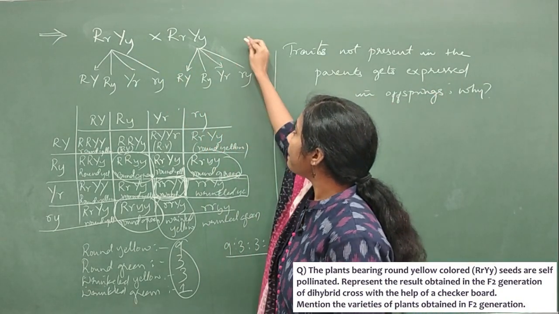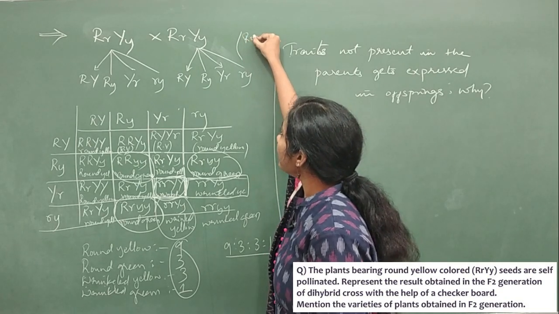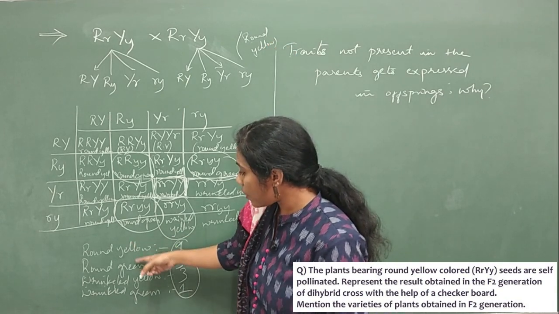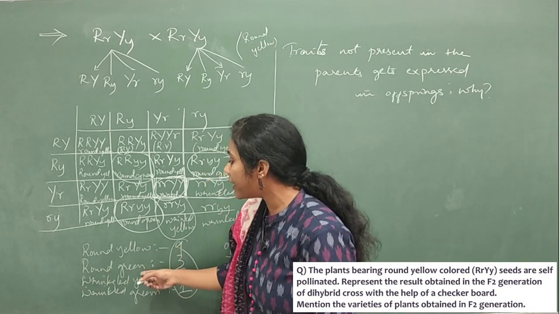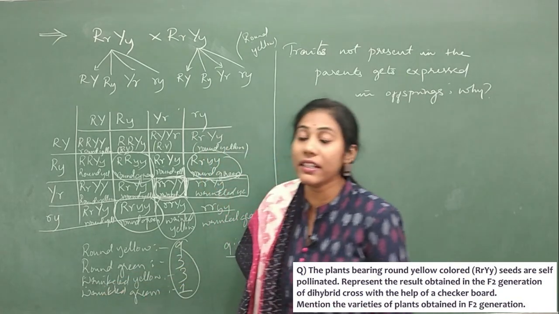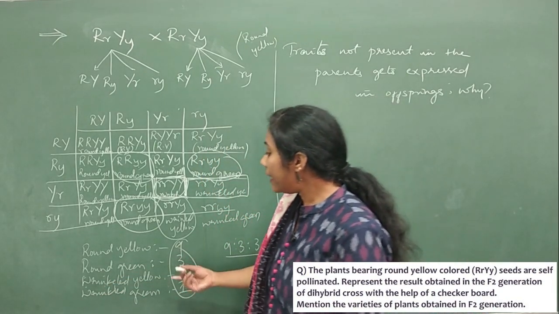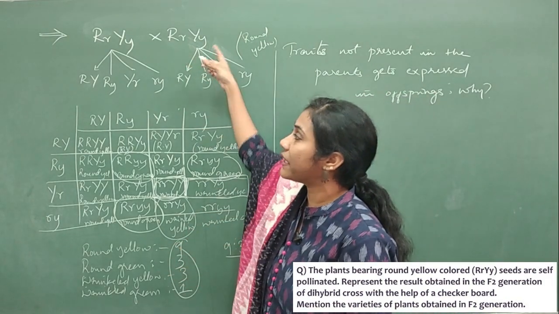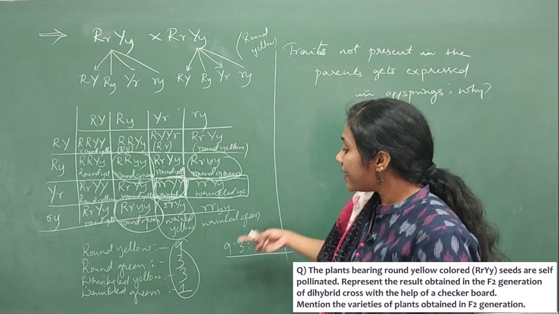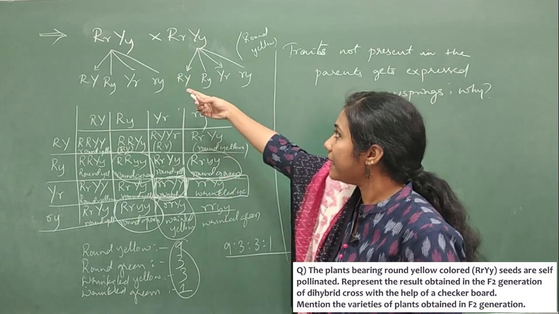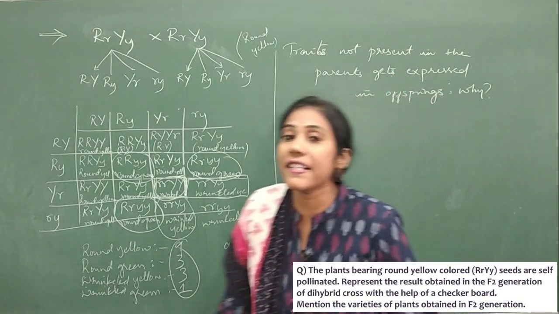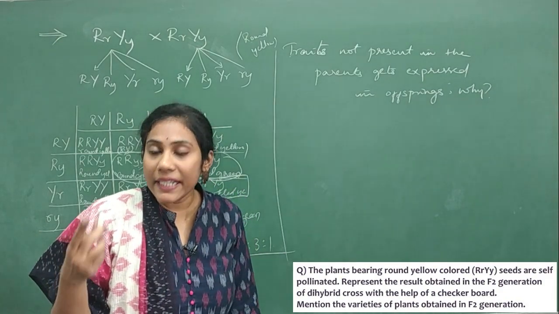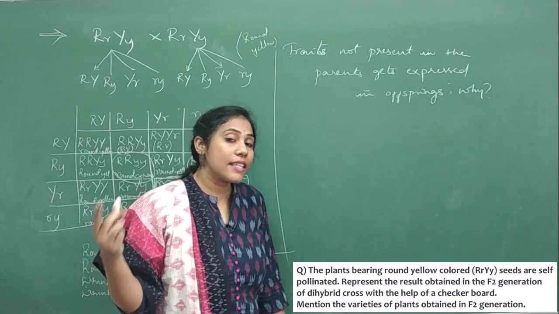Why? You can observe one thing here. What are the parents here? Parents were having round yellow seeds, isn't it? Fine. But you see the varieties of plants you had got. You had got round green, you had got wrinkled yellow and wrinkled green also, isn't it? So wrinkled green is a very unusual plant that you can get from these particular parents, isn't it? So why? See, actually these are the traits which are not present in the parent, but still they are getting expressed in the offspring.